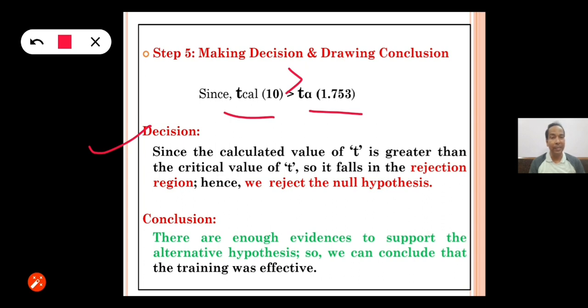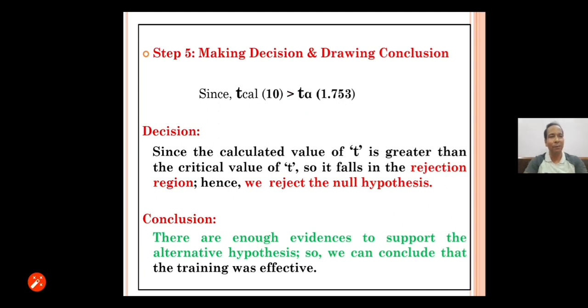Now the conclusion will be written as, there is enough evidence to support the alternative hypothesis, so we can conclude that the training was effective. That means the mean sales contribution achieved from the sample, that was in fact 120, is not by chance. This is because of the training which the salespeople have got. That means the training was effective. So learners, we have seen this problem worked out over here.